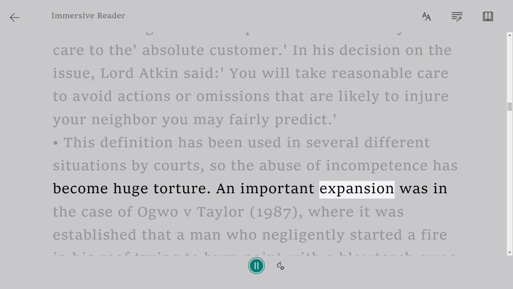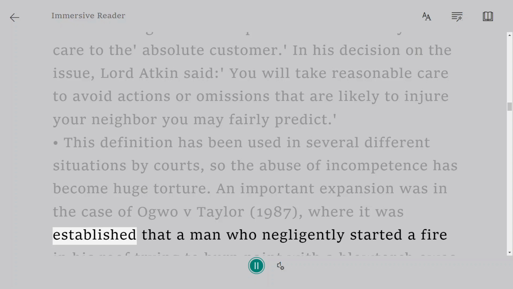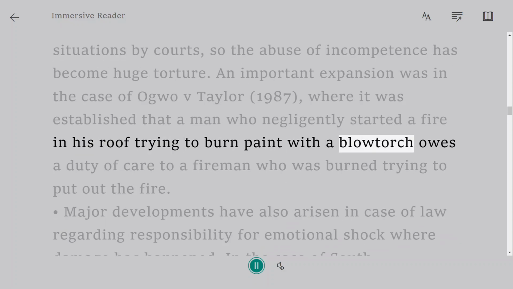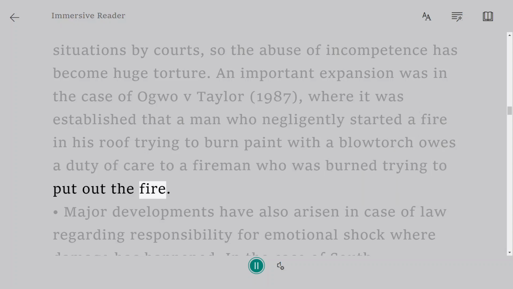An important expansion was in the case of Ogwo v. Taylor, 1987, where it was established that a man who negligently started a fire in his roof trying to burn paint with a blowtorch owes a duty of care to a fireman who was burned trying to put out the fire.